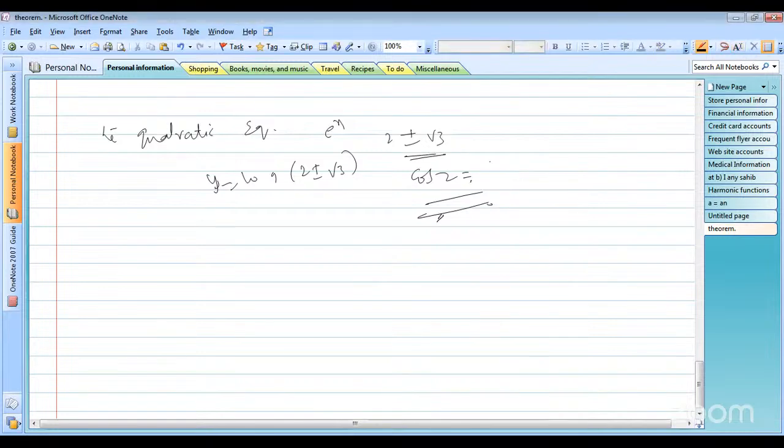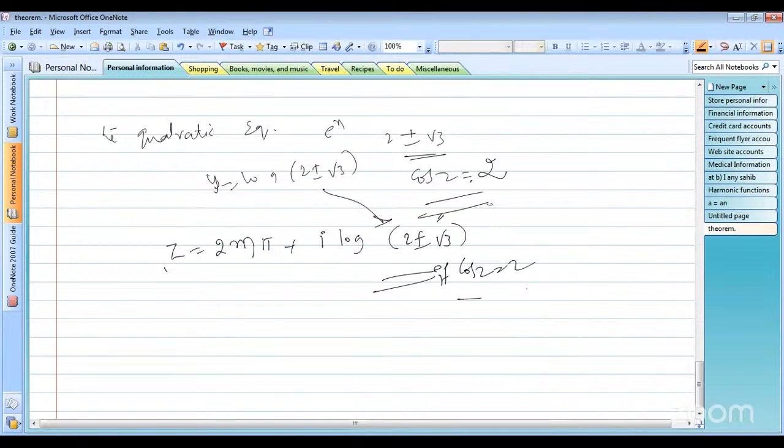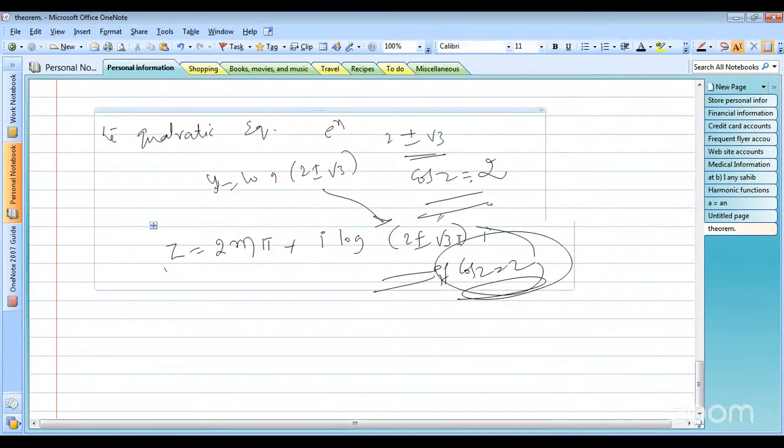Therefore, the cos z value is equal to 2, and z is equal to 2m pi we are taking here. Then we already know the value here, log of 2 plus or minus root 3. This is possible only if cos z is equal to 2. So we can take that where m is an integer. So this is the one.